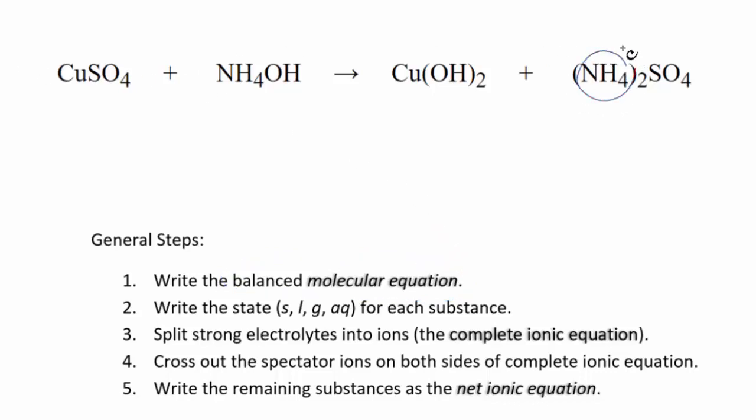I can see that I have two ammonium ions here and only one here. So I'm going to put a 2 in front of the ammonium hydroxide. That balances the ammonium ions, but now I have two of these hydroxides. That's great because I have two here. So this is the balanced molecular equation.